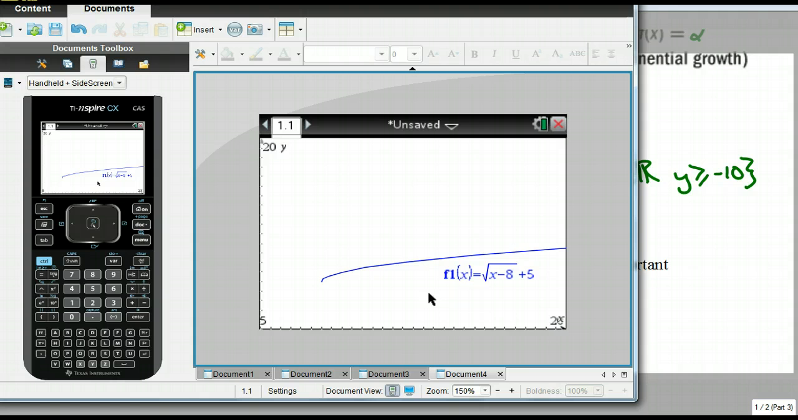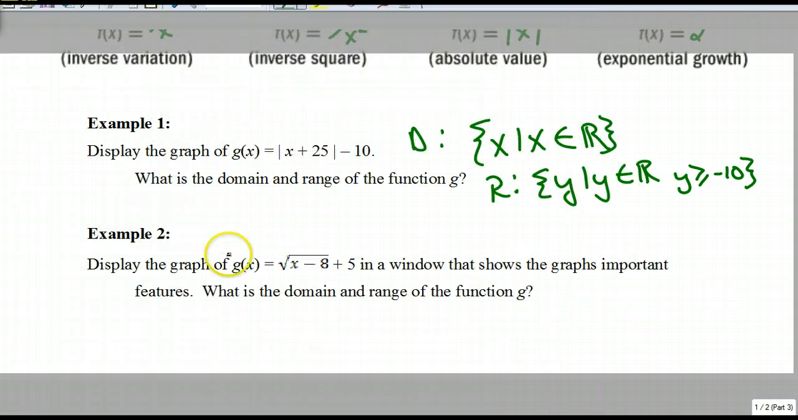Notice that a square root has an ending spot, doesn't it? So the ending spot is right here. So that means, is it continuous for all x's? No. Is it continuous for all y's? No, because it starts right here. Okay, so let's write down the range and the domain for this one.